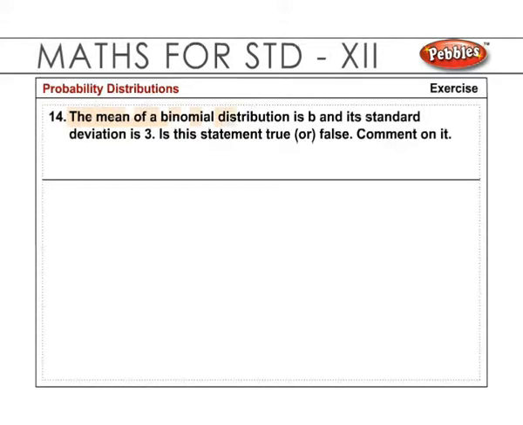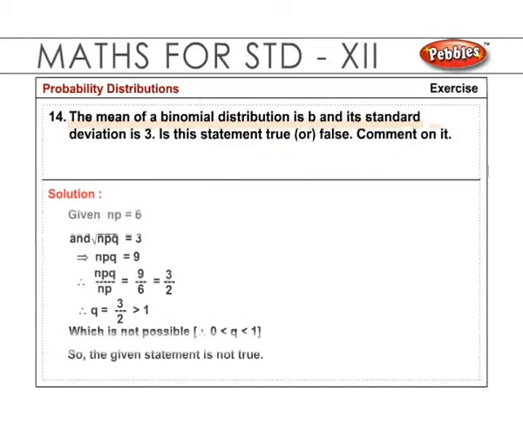The mean of a binomial distribution is 4 and its standard deviation is 3. Is this statement true or false? Comment on it.